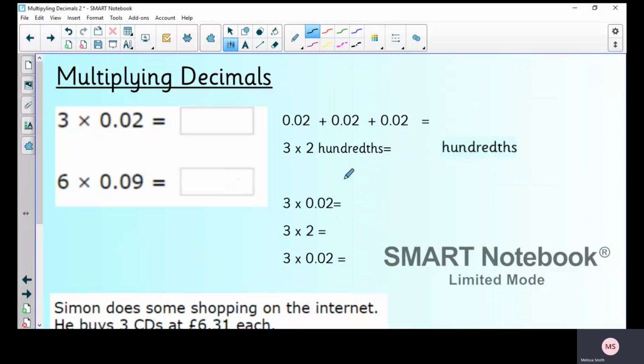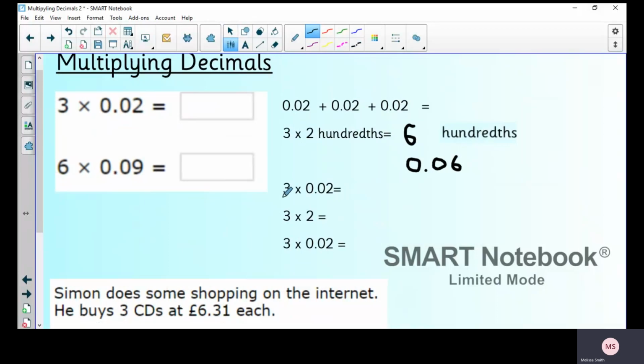So let's have a look at this one. 3 times 2 hundredths. That would give me 6 hundredths. What would that be as a decimal? Well, that would be 0. That's my tenths column. Put a 0. That's my hundredths column here. So then it would be there. 0.06.